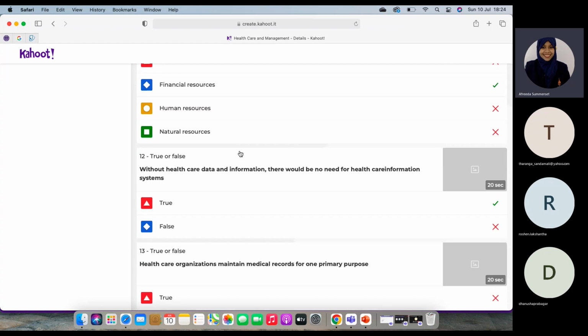Then the next one is, without healthcare data information, there would be no need for a healthcare information system. Is that true or false? So the answer is true. It's true, right? Without any healthcare data, how can you have a healthcare information system? Anything is data. You need information, right?